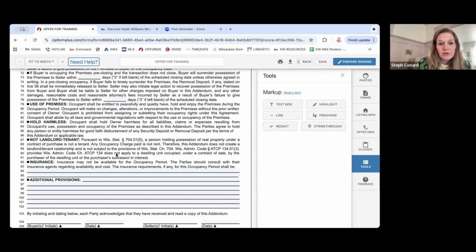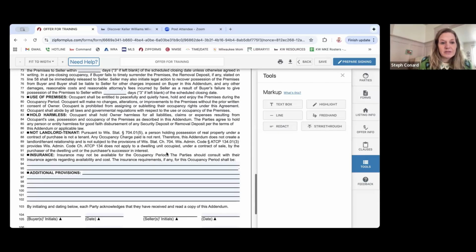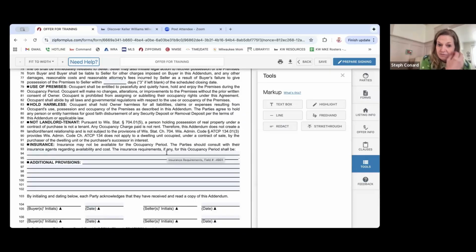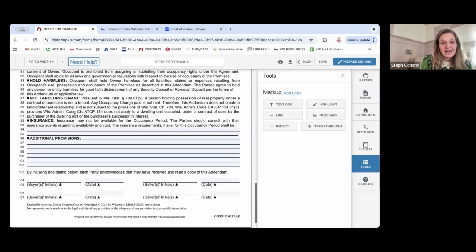Hold harmless, so the occupant shall hold the owner harmless for all liabilities, claims, or expenses resulting from the occupant's use, possession and occupancy of the premises as described in this addendum. Parties agree to hold harmless any person or entity harmless for good faith disbursement of any security deposit or removal deposit per the terms of the addendum. Then it outlines again that this is not a landlord-tenant relationship, so that they're outside of the statutes that govern a typical landlord-tenant relationship. So we can't look to those statutes if there's any disputes in these cases.